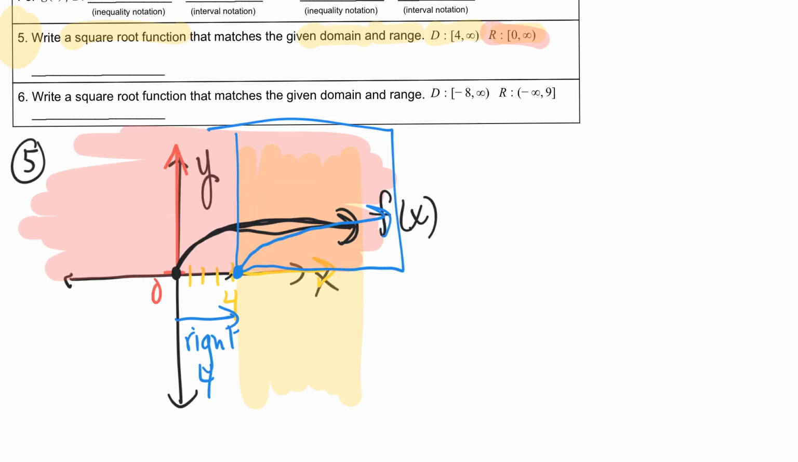So that means I can go ahead and write the equation of my graph. Let's call this g of x. That means g of x is equal to square root of x. If it's right 4, it's going to be minus 4. And that's how we get the graph for g of x for number 5.